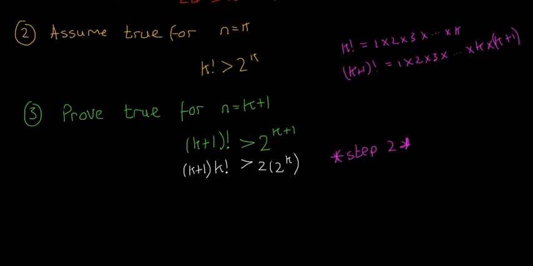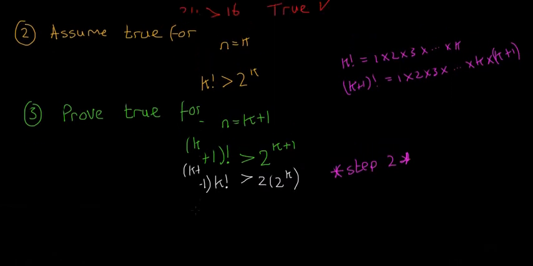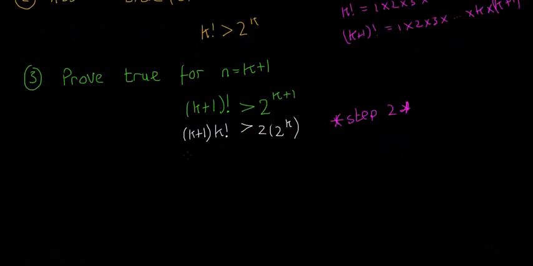So we know that k factorial is greater than 2 to the power of k. So what I'm going to do is sub 2 to the power of k in here for k factorial. Sorry, I glitched there for a second. So instead of k factorial, I'm going to write 2 to the power of k. Remember, you always sub in something from step 2.